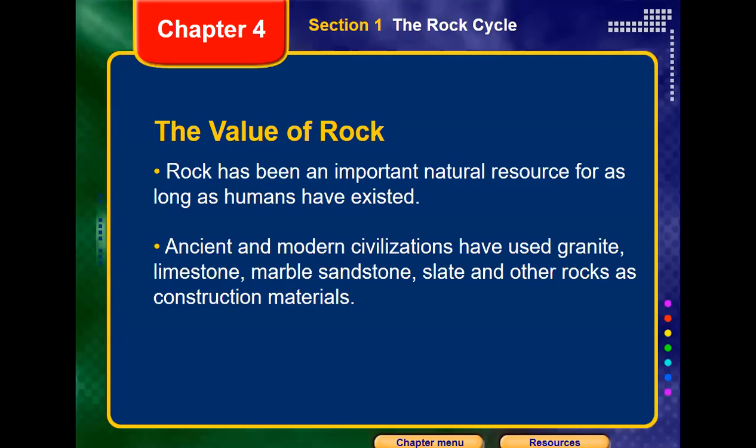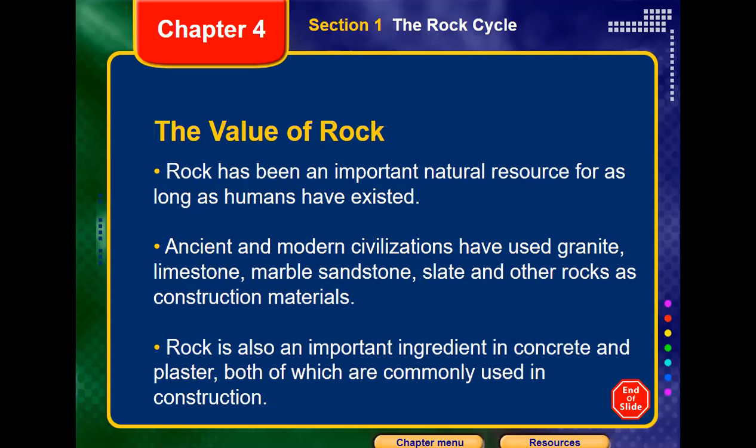So here we ask: what is the value of rock, and why do we study rock and its changes? Rocks are actually very important from a long time ago, because we use them as a kind of resource we depend on for a lot of purposes in our daily life. From ancient and modern civilizations, we are using different kinds of rock like granite, limestone, marble, sandstone, and slate as construction materials. Different buildings which we already built, we depended on rocks to build them.